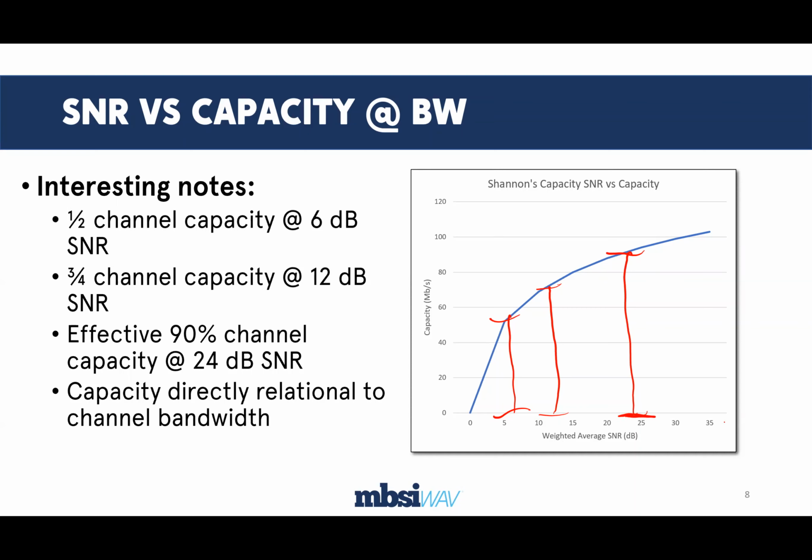So as I increase my signal to noise ratio even more, my capacity does not increase a significant amount. And by this equation, I actually never get to 100% of my channel capacity, because that would mean that the signal to noise ratio would have to be infinite for me to hit 100%. This is how the world behaves.